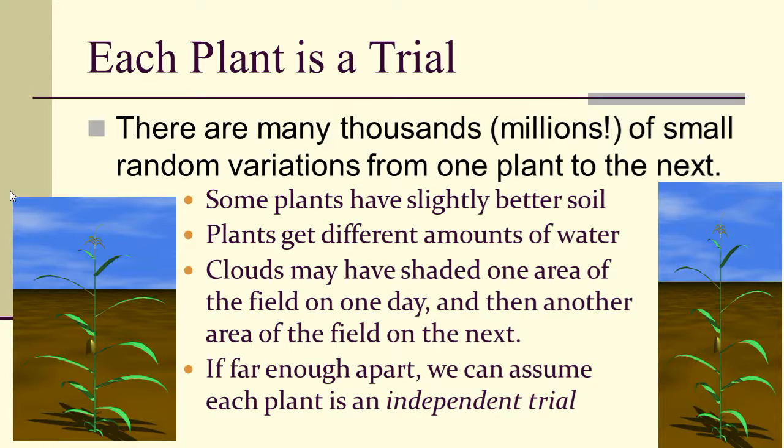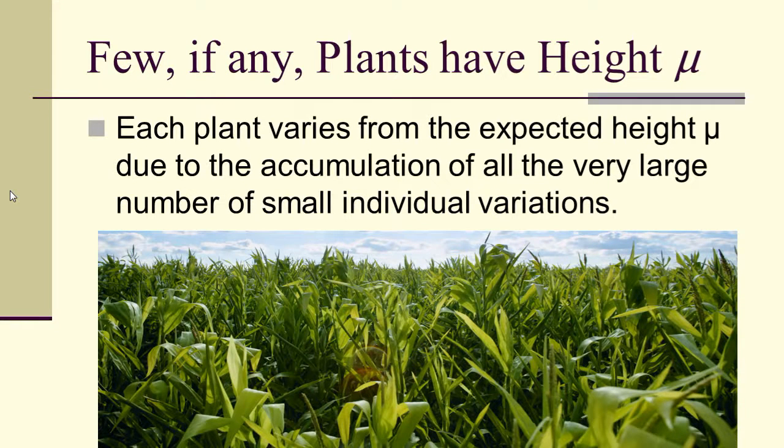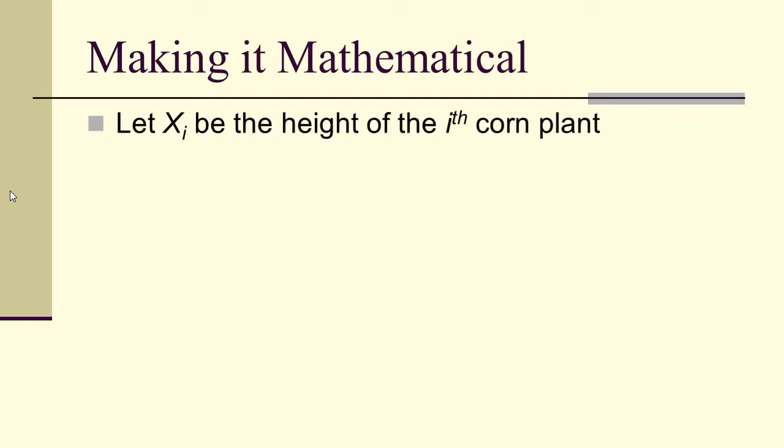And if all these plants are far enough apart, we can assume that each plant is an independent trial. Of course, they intentionally plant the corn so they're independent, so they can all grow independent of each other. Now, few if any plants have height mu, because each varies from the expected height due to the accumulation of all these very small variations, but there are a huge number of these small variations, and if you look closely, you can see there are different heights to the corn, but only slightly different heights.